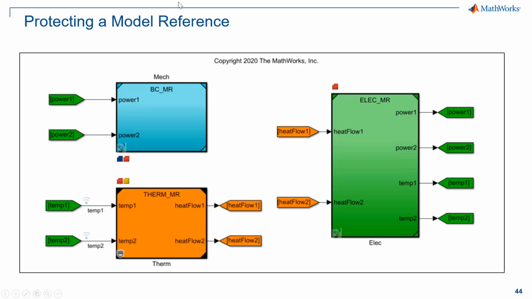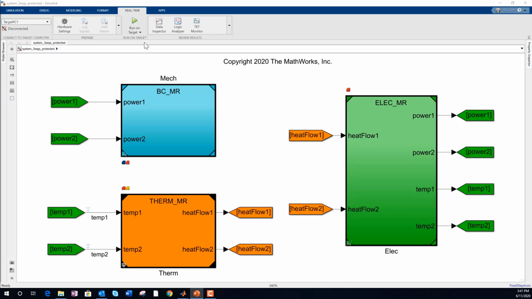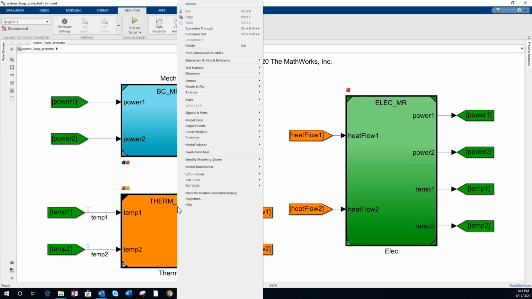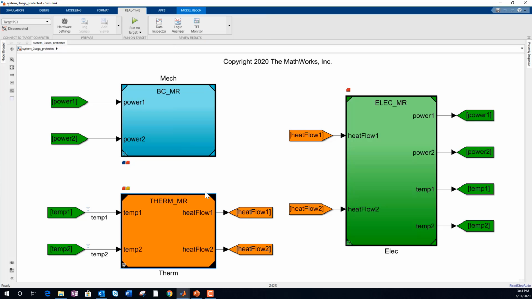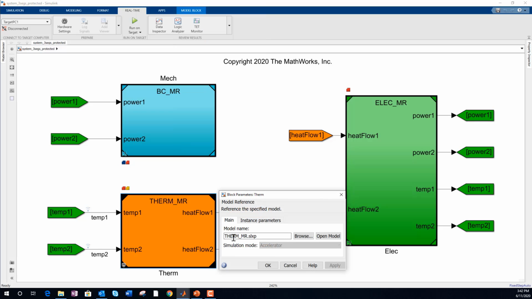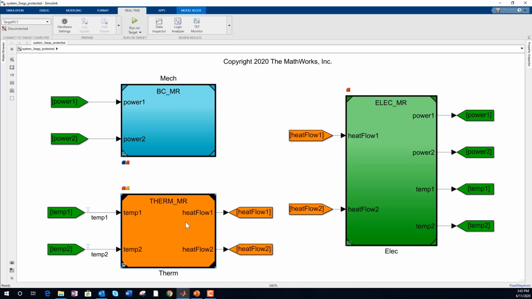Let me actually bring the model up to show you this without having to go through the slide. So let me come out of this. All right, here's the actual model. So, to reference a certain model, you right-click, go to Block Parameters Model Reference, and you can see here I'm referring to the protected Simulink file. Now, if I double-click on this, it's not going to open the model up. What it will instead do is open up a protected model report. So I'll just double-click on this now.